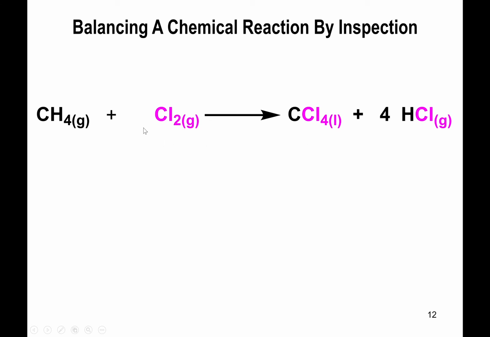And so what that means is that to balance the chlorines here, you will have to multiply Cl2 by 4, because the 4 and the 2 get multiplied together to give you 8 chlorines altogether. All right, so this is how we balance it by inspection.